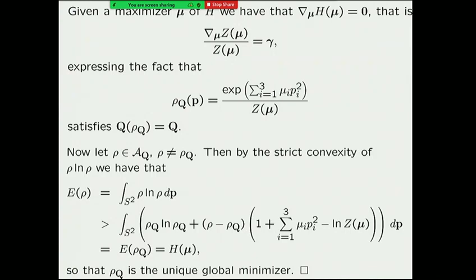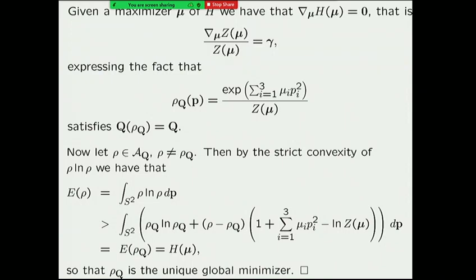And now if you take an arbitrary rho, which is not equal to rho q, then you use the strict convexity of rho log rho to show that E of rho is strictly bigger than this. Then you take the derivative of this and multiply it, and you check that, because the integral of rho is equal to the integral of q, these two terms vanish. And this term vanishes because the q tensor corresponding to rho is the same as q, because we're minimizing among rhos whose q tensor is equal to q.